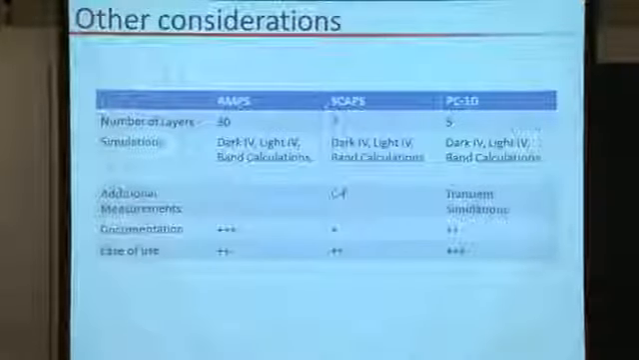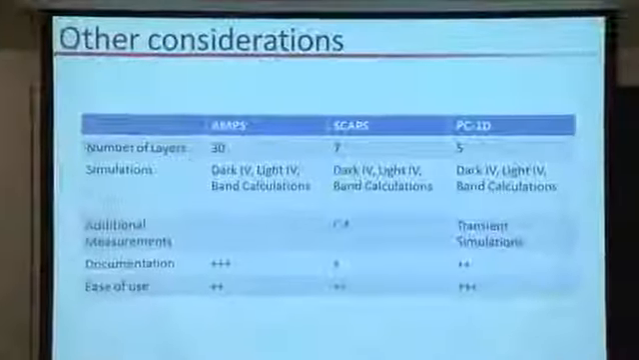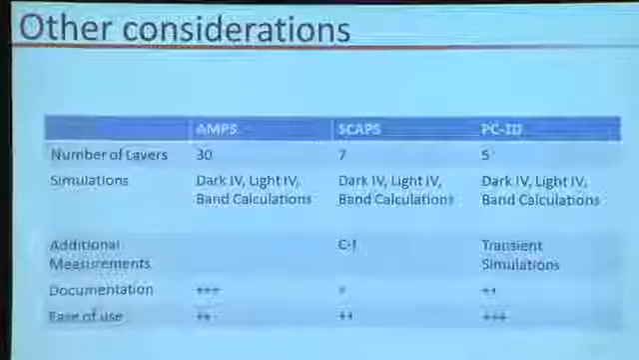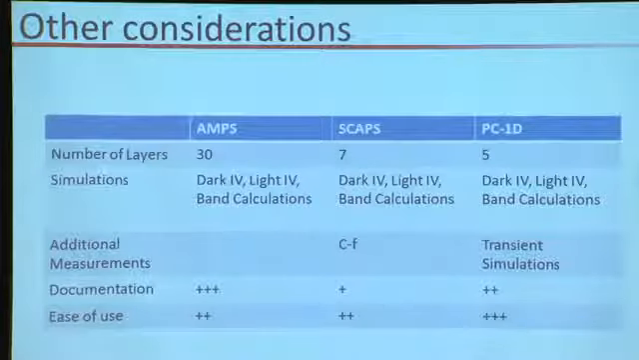Other considerations include the total number of layers that you can simulate. AMPS has an advantage in that you can simulate up to 30 layers. So if you have graded materials, it's a good approximation to be able to simulate 30 layers. They all pretty much do the same basic set of simulations, including simulating under dark conditions, under illuminated conditions, and band calculations. SCAPS and PC1D also allow for additional measurements, like capacitance measurements as a function of frequency or as a function of voltage, which is very nice for physics.